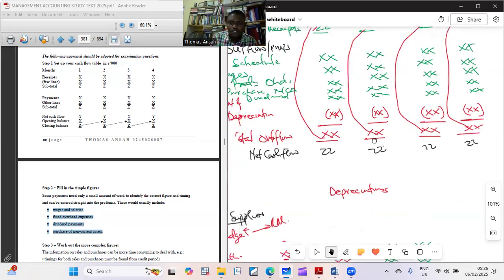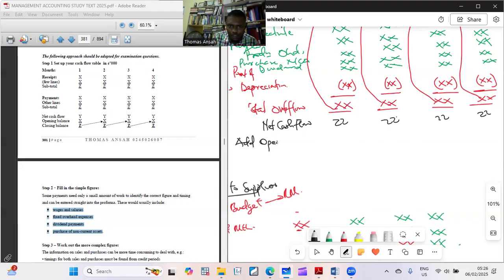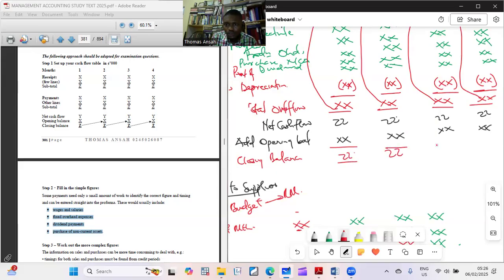Now, if you're able to get your net cash flow, the next thing that you should do is to add your opening cash balance. Opening balance of cash. All right. So when you add your opening balance of cash to it, you will get your closing balance of cash. So like you see here, closing balance of cash. So that is what you do.